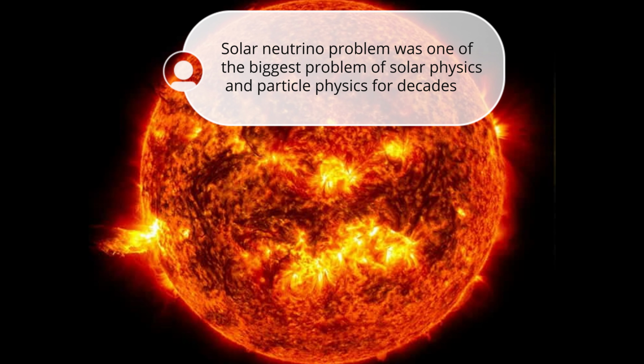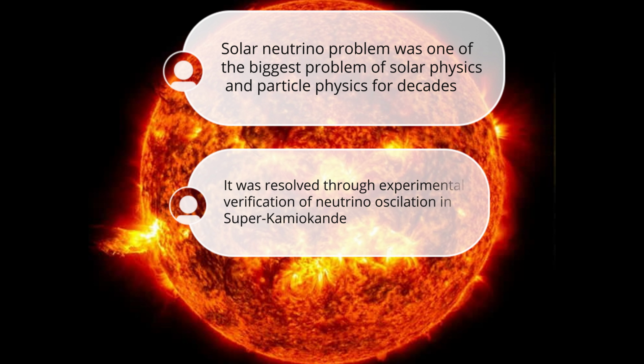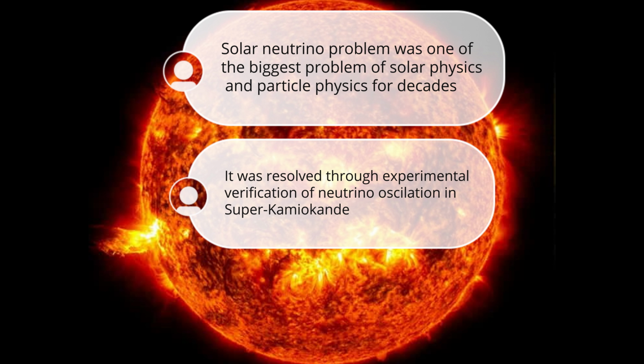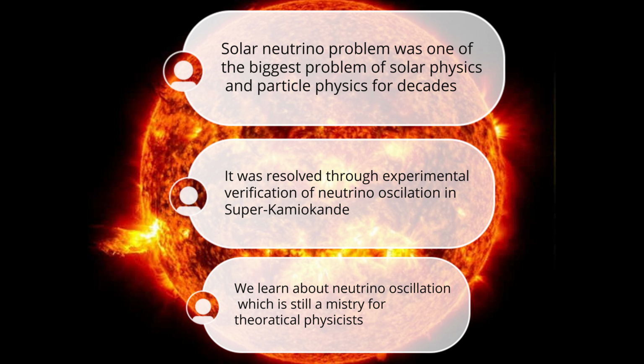In conclusion, the solar neutrino problem was a major puzzle in the field of solar physics for several decades. The discrepancy between the predicted and observed number of neutrinos led to a number of proposed explanations, but it was ultimately resolved through careful experimental verification. The resolution of this problem provided important insights into the nature of neutrinos and their interactions with matter, and demonstrated the importance of careful observation and measurement in the scientific process.